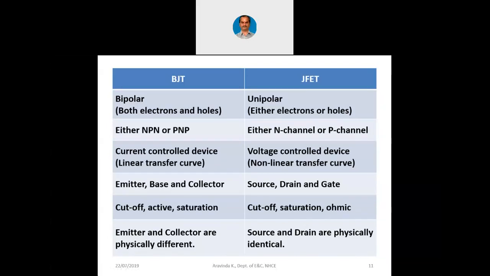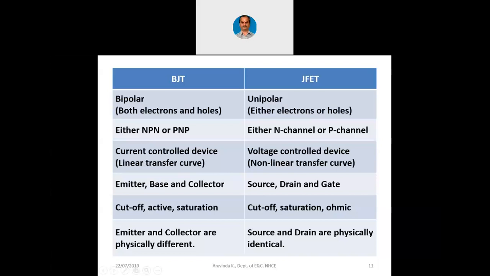So BJT is a current control device because it is having IB and IC relationships, whereas JFET is a voltage control device. In BJT, the transfer curve is linear because there is beta. Beta is the ratio between IC and IB. As it remains constant, the transfer curve, meaning output versus input, will be linear. Of course, the device is non-linear. The device's input characteristics and output characteristics are non-linear. But the transfer curve is linear because of beta.